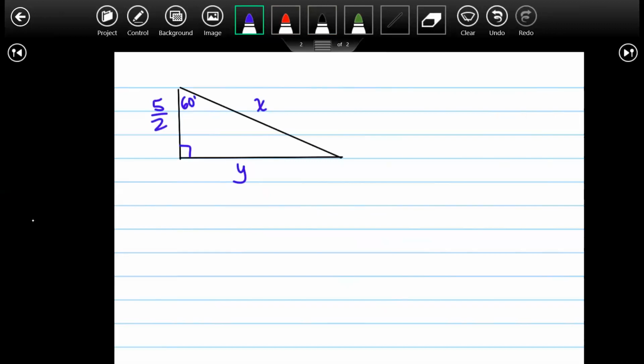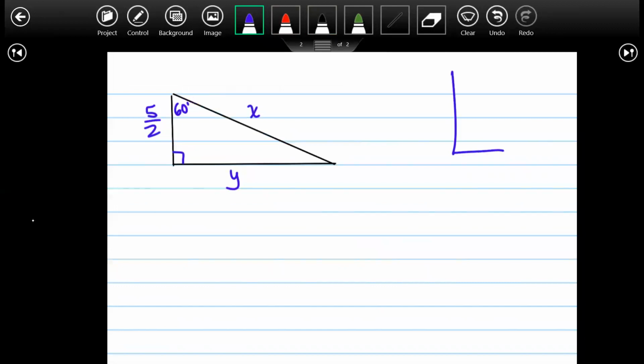Here we go. This is a 30-60-90 triangle, so we have to use our triangle lengths. If I gave you one that's upright, the shortest side would be B, the longest side would be 2B, and the other side would be B radical 3. So we have to label all of our parts. That means 5 over 2, which is the shortest side, will be B. That means X will be 2B. That means our Y will be B radical 3.